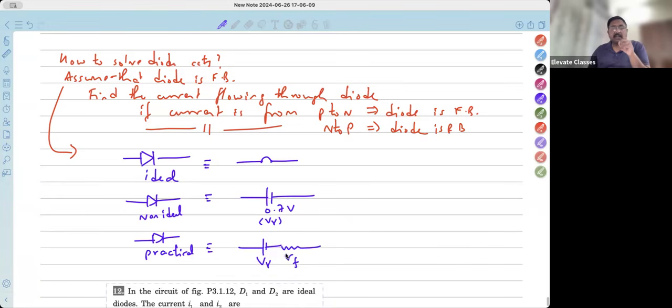RF does not have a standard value. So you will not use this unless and until they specify it in the question. How do you know it is a practical diode? They'll tell you that the diode has a cut-in voltage of this many volts and a forward resistance of this many ohms.